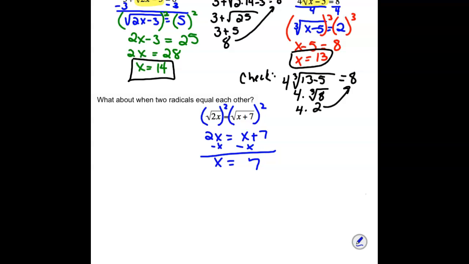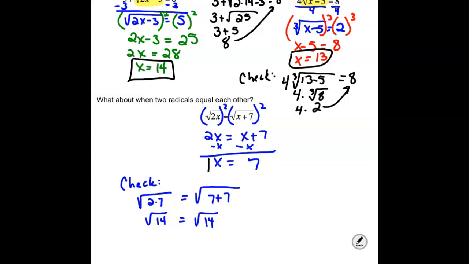Again, we have to check it. So the square root of 2 times 7 is supposed to equal the square root of 7 plus 7. We end up with the square root of 14 equaling the square root of 14. So that does work. So x does equal 7.